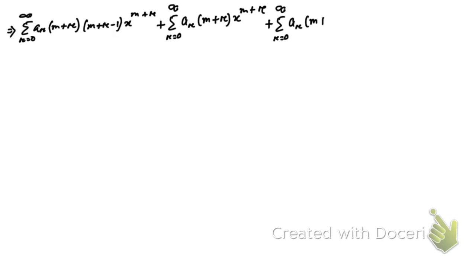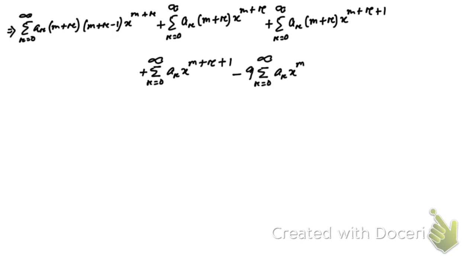This is the last result we have got. Okay, let me write here. Now we're going to simplify this. You can see we can take common terms: here x to the power m plus r, and here also x to the power m plus r, and here also x to the power m plus r.